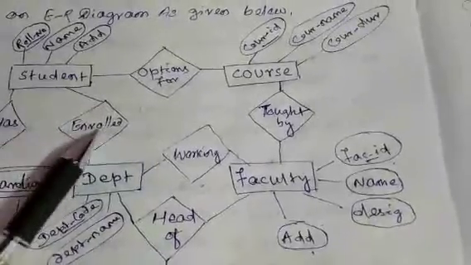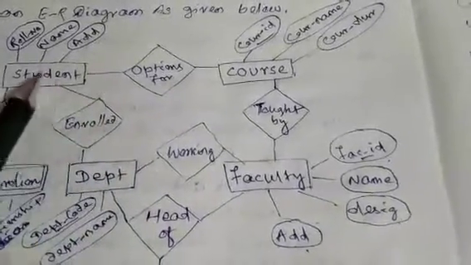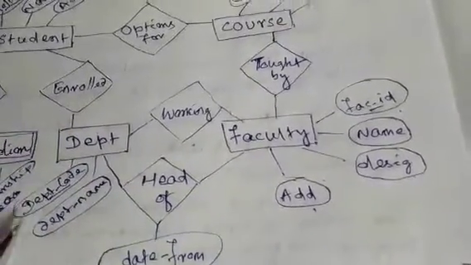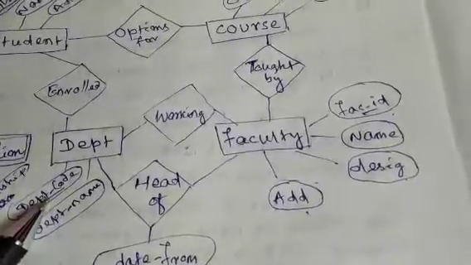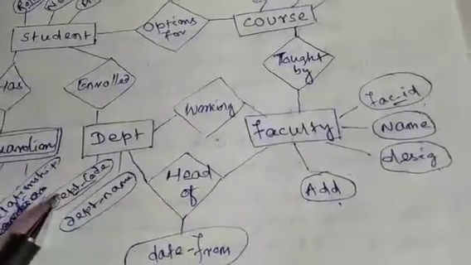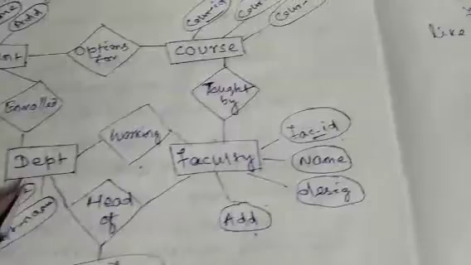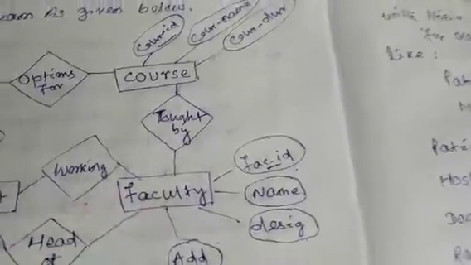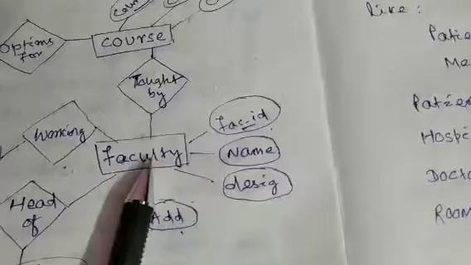Suppose for our example we are given the relation that is enrolled. In a department entity there must be a department code and department name. Department code is unique, so it is considered the primary key. And in a department there are a number of faculty members working.